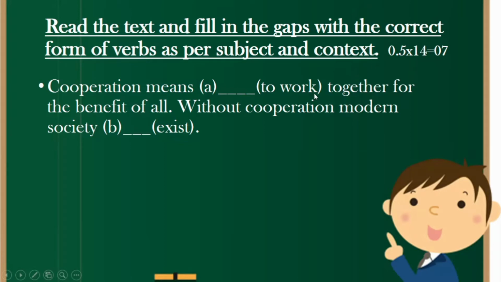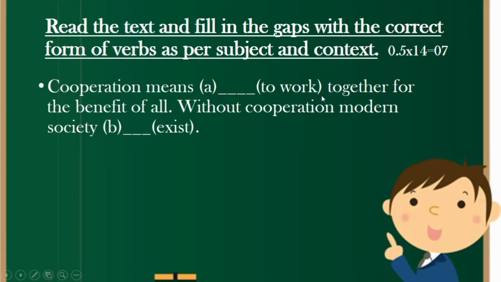So we should read the text first, and the topic of our today's text is cooperation. The example of cooperation is given in the later part of this passage. So let's read it and solve the problems. Cooperation means to work together for the benefit of all. Without cooperation, modern society cannot exist. We all know that, and that's why we need cooperation. What's the meaning of cooperation?